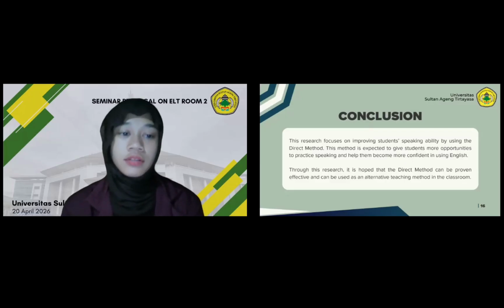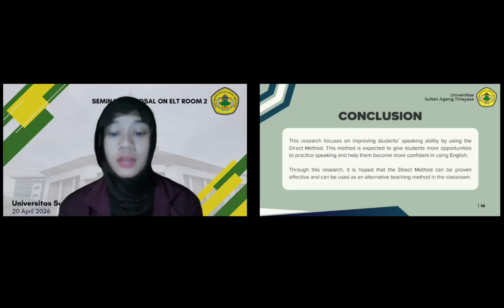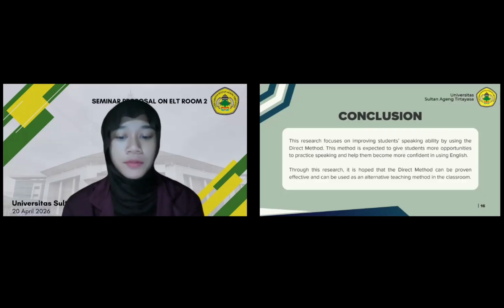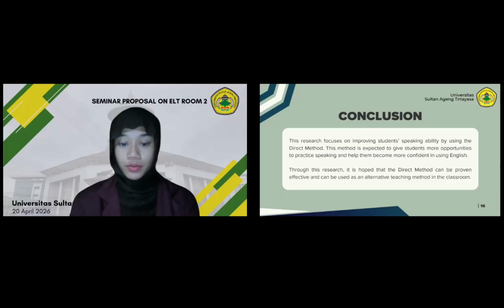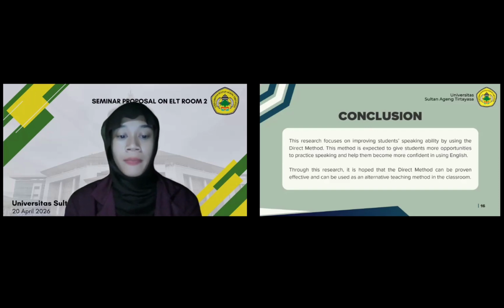In conclusion, this research focuses on improving student speaking ability using the DART method. This method is expected to help students practice more and become more confident. So it is hoped that this method can be an effective alternative in teaching speaking in the classroom.